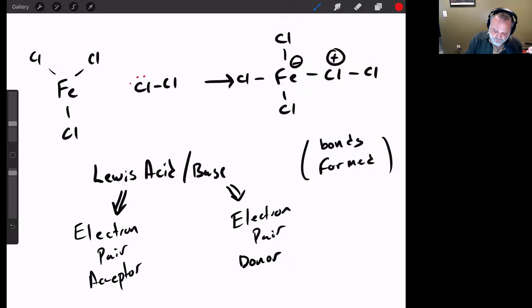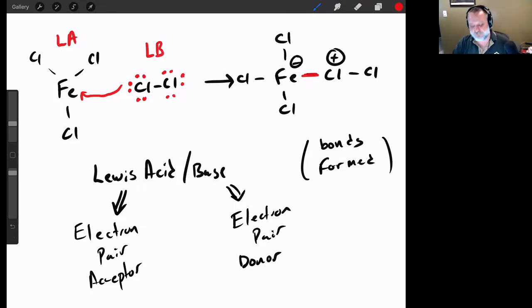So let's take a look. What's happening here? The chlorine has lone pairs that are attacking the iron to form this new covalent bond. This is an example of a Lewis acid-base reaction where the lone pairs from the Lewis base are donated to the Lewis acid and a new bond forms. That's really all that you need to know about Lewis acids and bases.